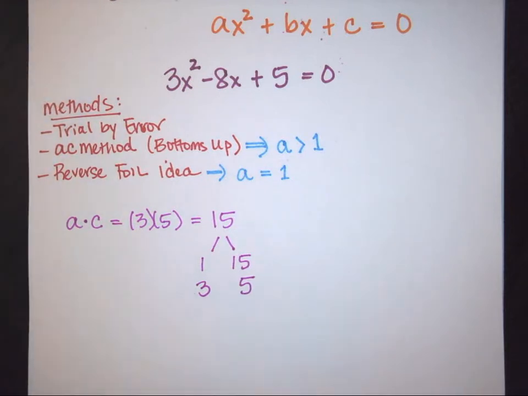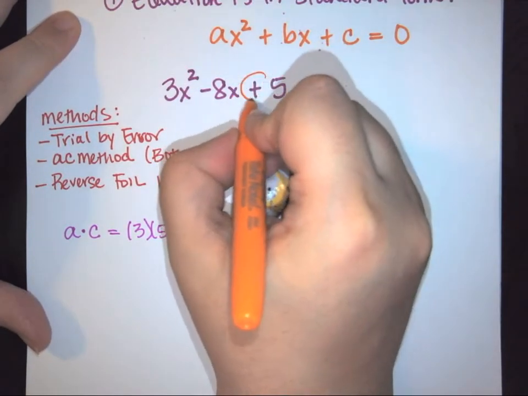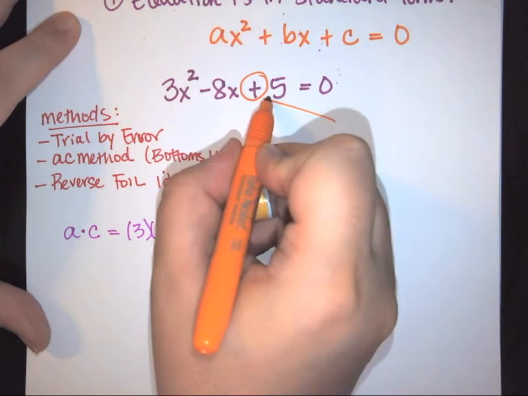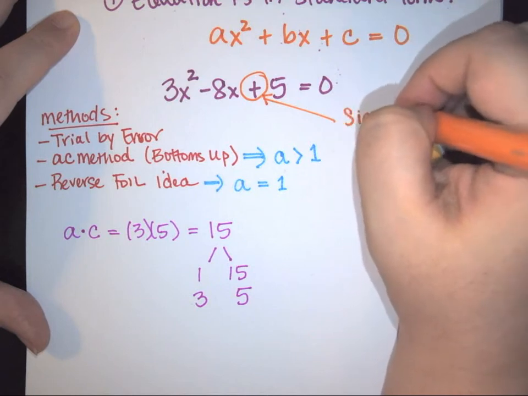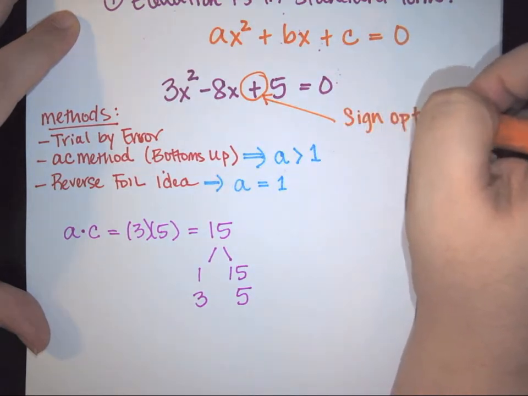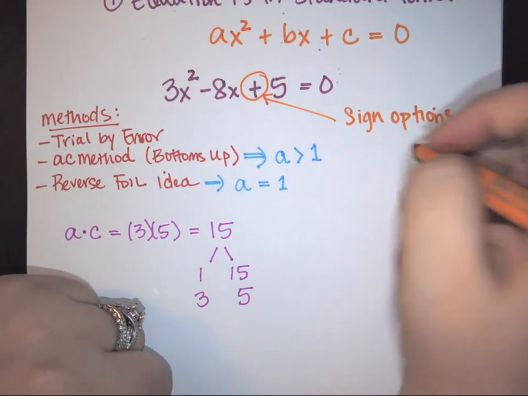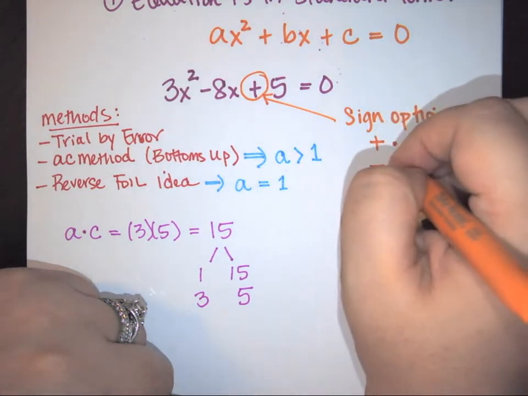And then there's a couple things that we need to keep in mind here. First, major thing to keep in mind is the fact that we've got this positive right here. So this positive is actually going to tell us your sign options. So in this case, in order to multiply to a positive, we have two different options: that would be positive times positive or negative times negative.